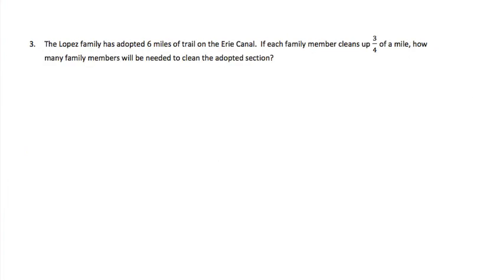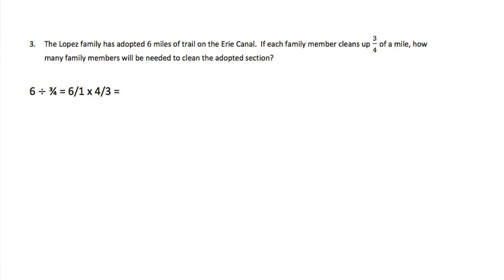In question 3, the Lopez family has adopted 6 miles of trail on the Erie Canal. If each family member cleans up 3/4 of a mile, how many family members will be needed to clean the adopted section? By now, you should be able to set these division problems up pretty easily. There is a stretch of the Erie Canal that is 6 miles long, and each family member can clean up 3/4 of a mile of that section. So we're going to write the division problem 6 divided by 3/4.